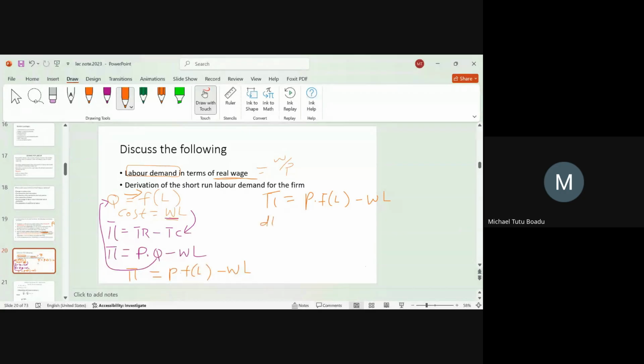So change in profits over change in labor, we are differentiating with respect to labor. This is the output, the total product. So I'll hold P constant and differentiate the F of L. It's the same as change in F over change in L.